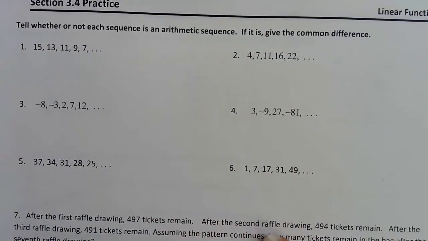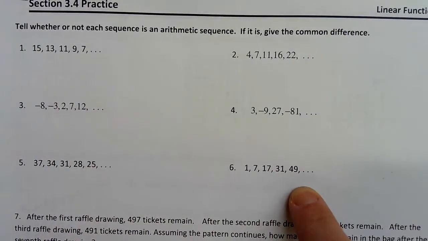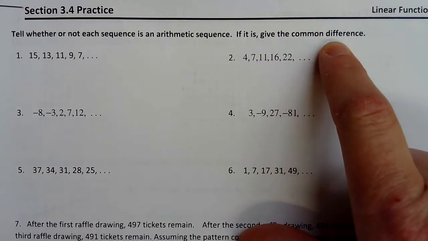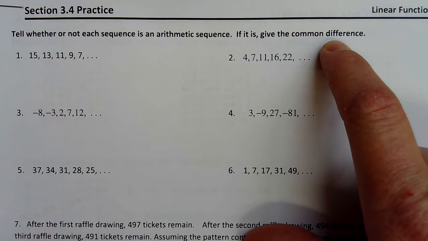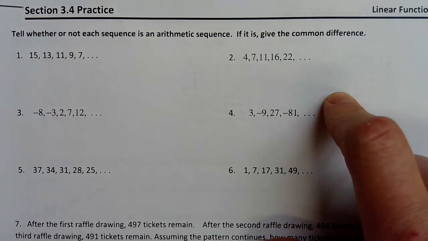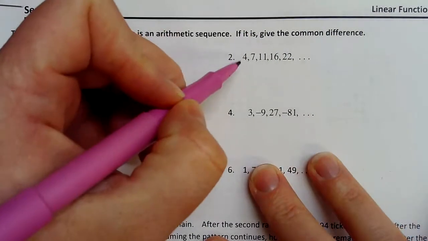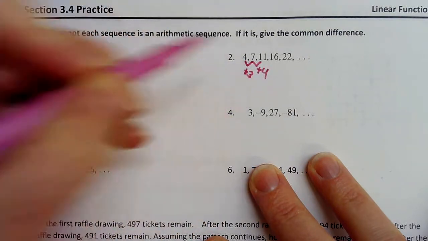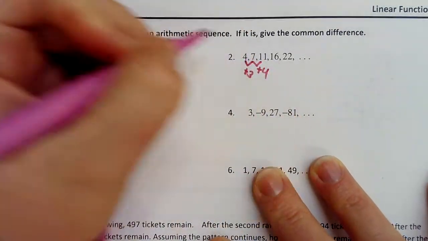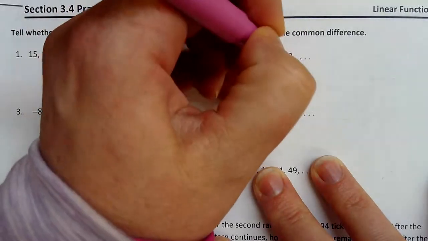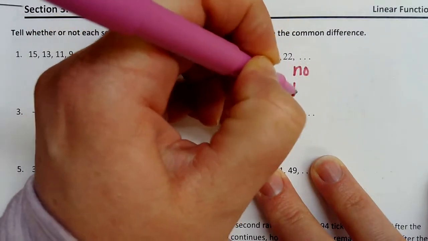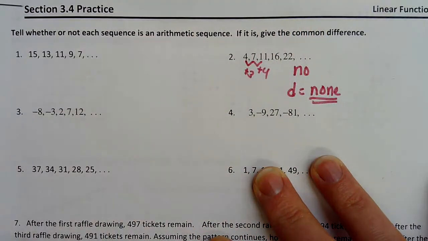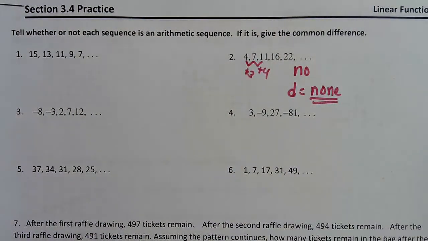So for 1 through 6, I put it in the directions, but not many read it. It says, if it is, give a common difference. If it's not arithmetic, for the common difference, put none. Like this one goes up 3, then up 4. So that's not the same. So you would say, is it arithmetic or not? You would put no. And then the common difference is none. You have to put the word none or it's going to mark it wrong.